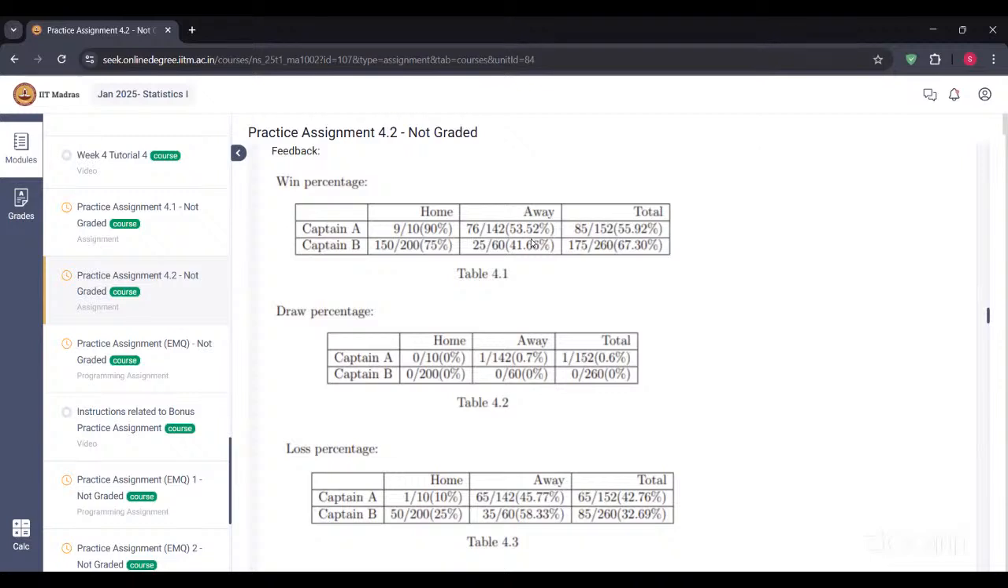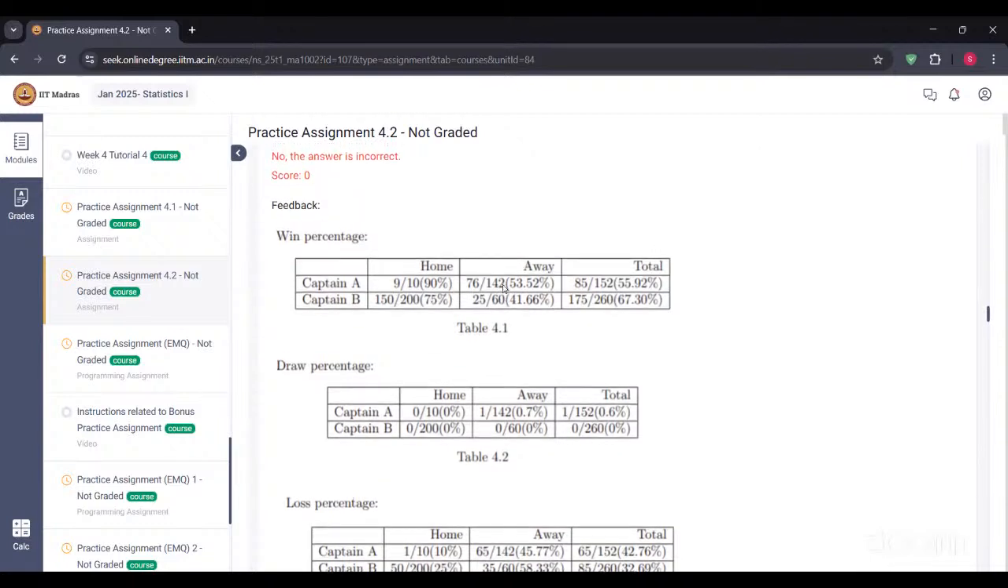Got my point? For example, in the case of captain A, there are only 10 matches for home and for away it's 142, whereas in the case of captain B there are 200 matches, and here it is 62, 60. So is it the numbers here that are making a contribution? I'm not understanding the part of the total, why captain B is actually taking the edge compared to captain A, and what makes that difference.